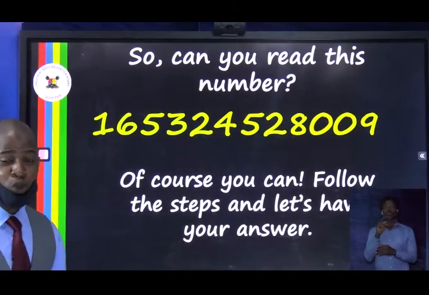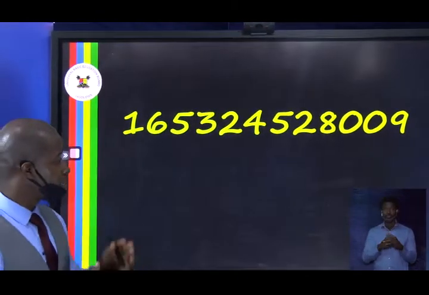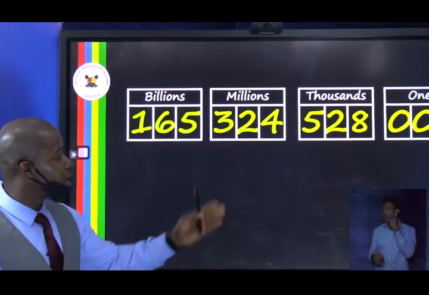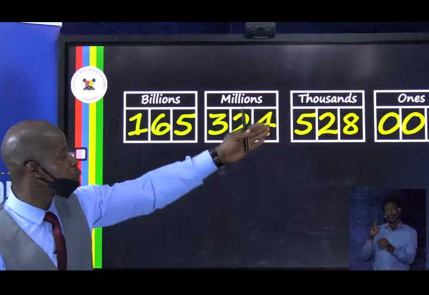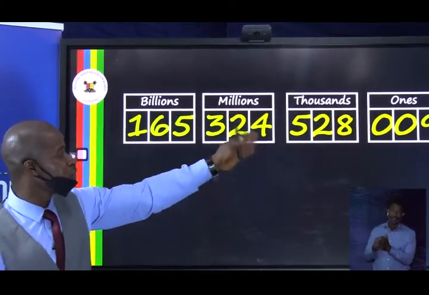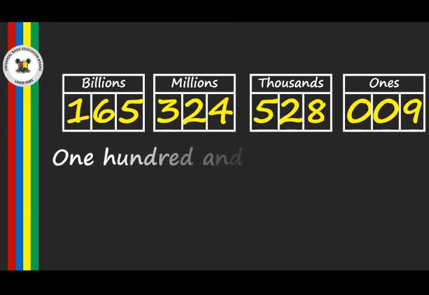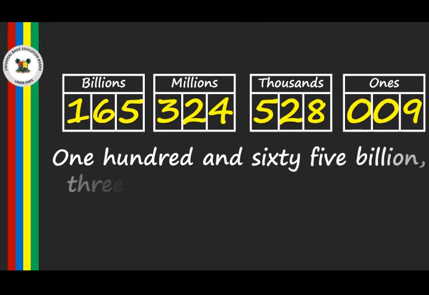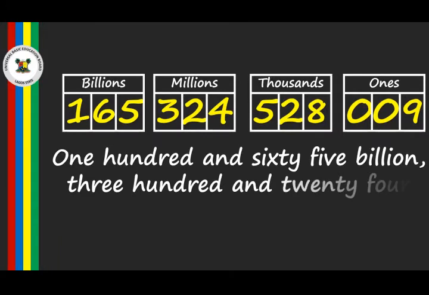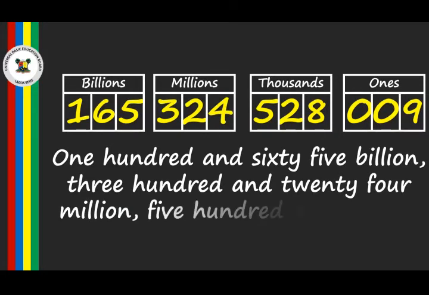Alrighty then. Of course, what you're going to do is start by separating the digits, and then you have groups of 3. If you put ones, then you have thousands, then millions, and then billions. And so this, of course, my friend, will be 165 billion, 324 million, 528,000. Then you have 9 and 9.